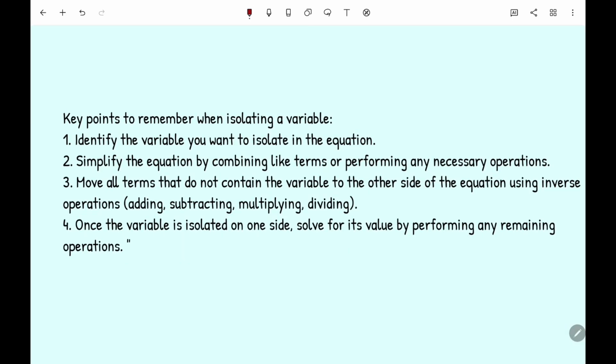And then finally, let's just go back over the key points. Remember, you want to identify the variable you want to isolate in the equation. You want to simplify the equation by combining like terms or performing any necessary operations. You want to move all the terms that do not contain the variable to the other side of the equation using inverse operations. And finally, once the variable is isolated on one side, you want to solve for its value by performing any remaining operations.